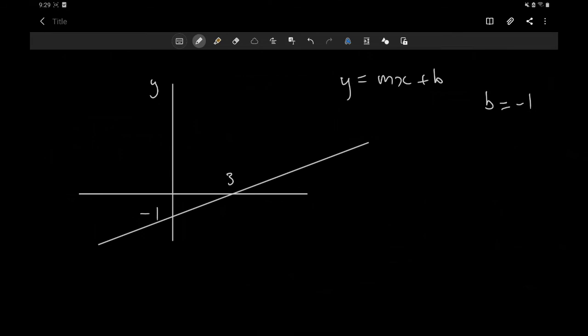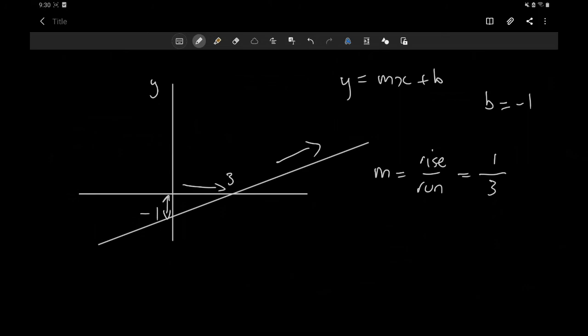The next step is to find the gradient. So the gradient, you know, is rise over run. And how high is this? It is 1 unit. How long is this? It is 3 units. Now we need to see whether the gradient is positive or negative. And we know that the line is pointing to the right. So therefore the gradient must be positive. So m is equal to positive 1/3.